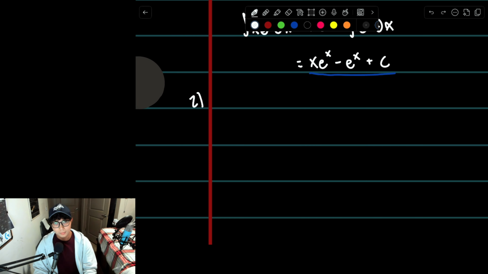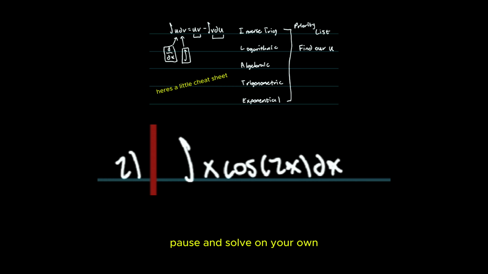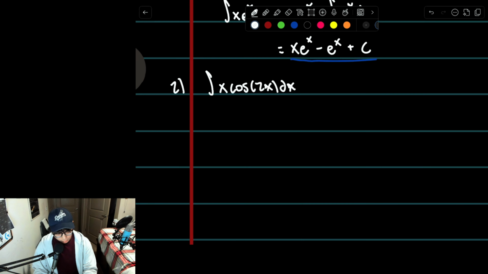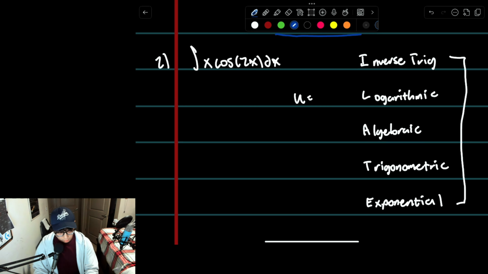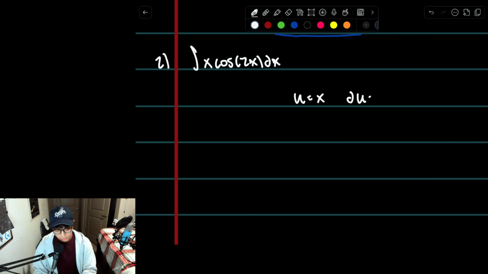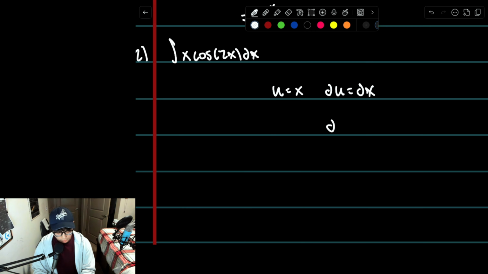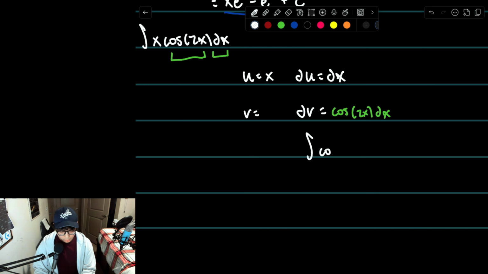Now for this next problem, I want you to try to solve it on your own. Now remember, our first step is to find our u, and we have to use our ILATE, which in this case we have our algebraic before our trigonometric. So that will be our u. Now our du will be dx, our dv will be the rest of the equation, which is cosine of 2x dx, and our v will be the integral of our dv, which we will solve on the side over here.